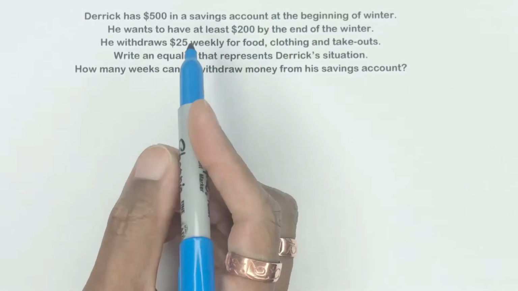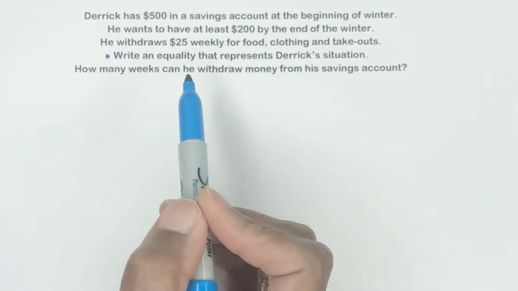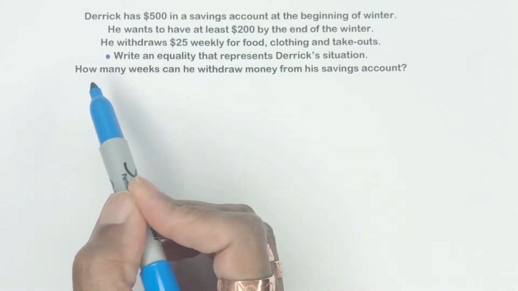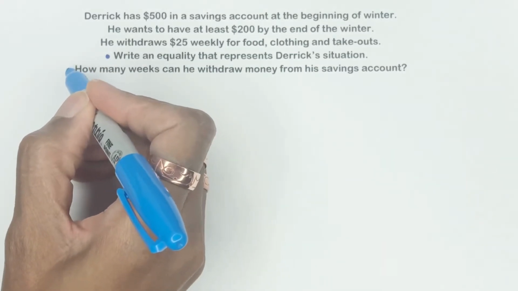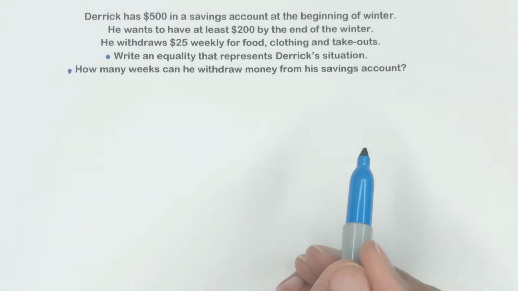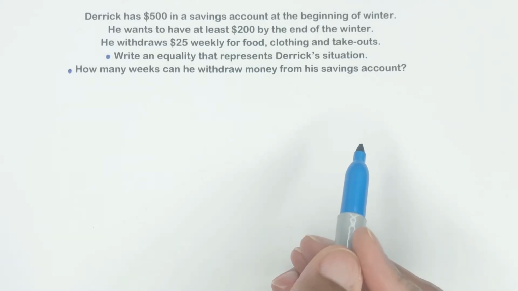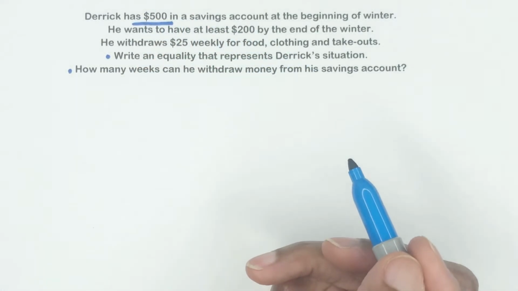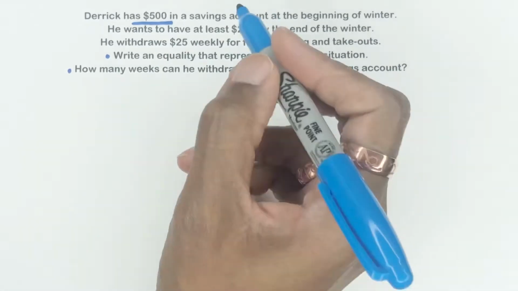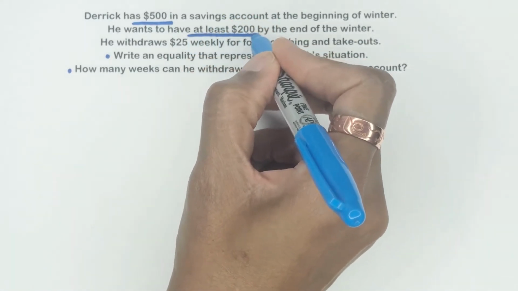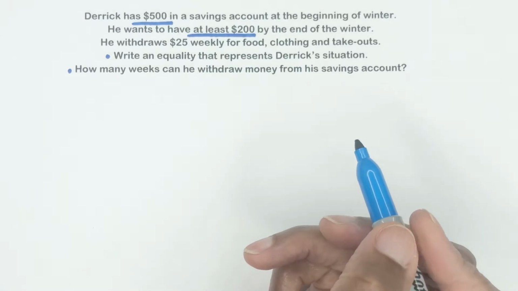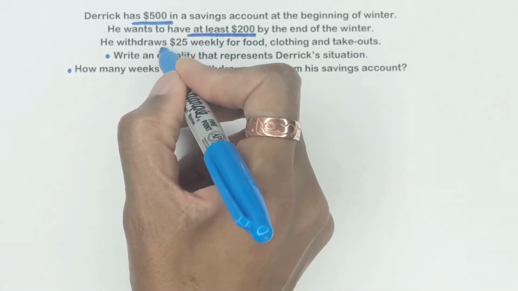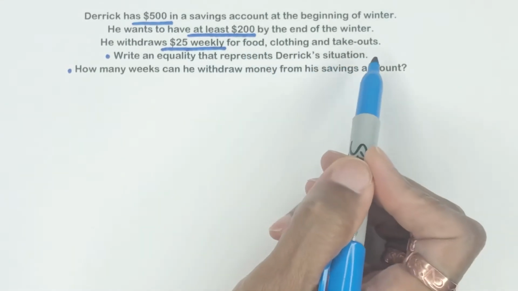So there's two things that we have to do here. The first thing is we have to write an equality that represents his situation, and in doing so, we'll be answering how many weeks he can withdraw money from his account. So I think the first thing to do here is to underline pertinent information. So he's got $500 in his account, so let's underline that, right? And then he wants to have at least $200 by the end of the winter. So he withdraws $25 a week for whatever he needs that for.